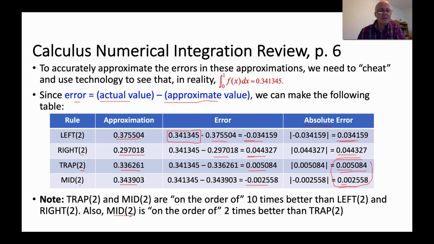Also, mid of 2 is on the order of 2 times better than trap of 2. This number is about half as big as this number. Twice as close to 0. Okay? That's worth writing down and remembering for the future here.